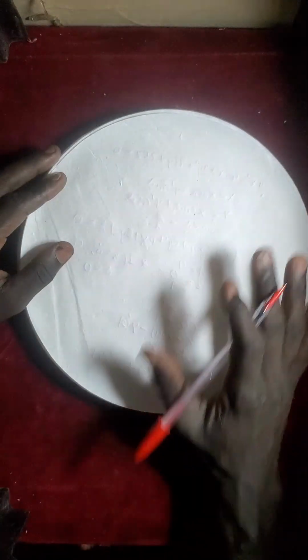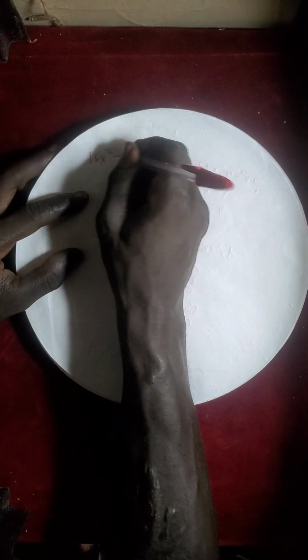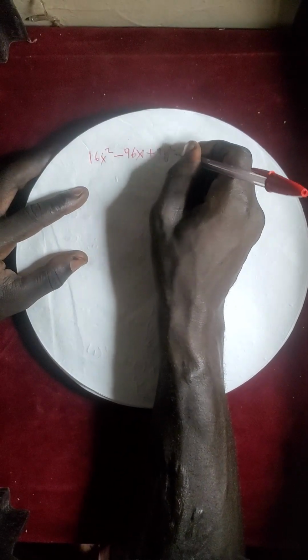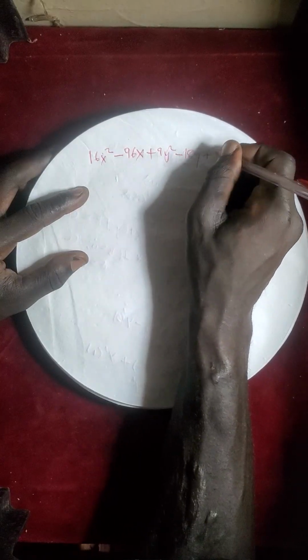Okay, so the question that we have is 16x squared minus 96x plus 9y squared minus 18y plus 9 equals 0. That is our question. Now, this question and the previous question are similar. We can't say the same because they are different numbers, but the way we did that one is how we do this one, just the way we started.